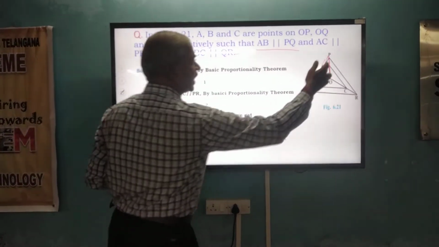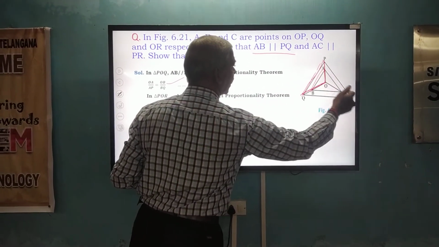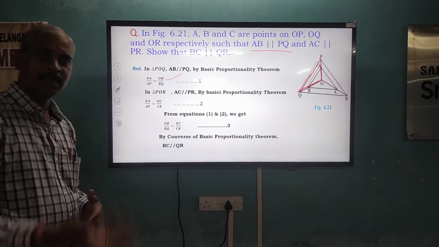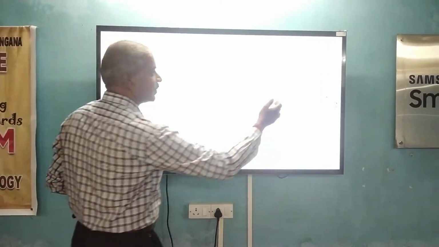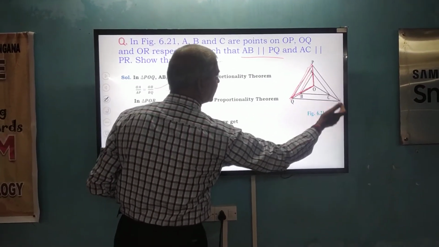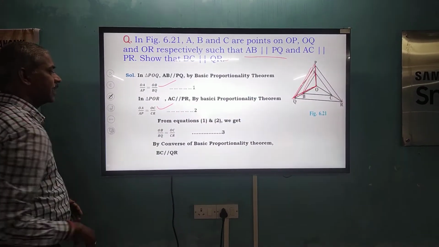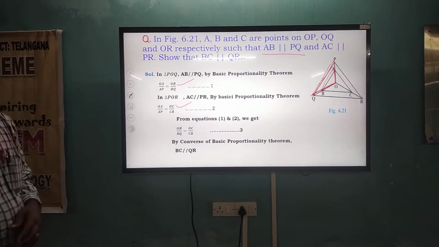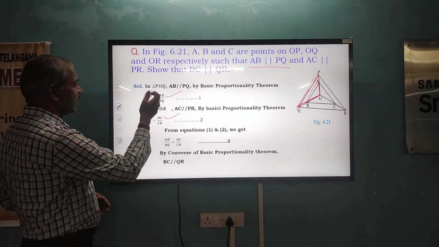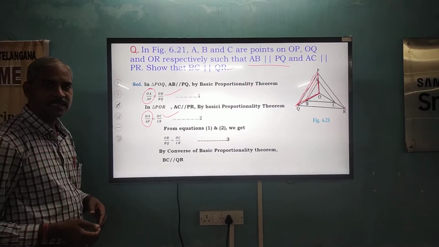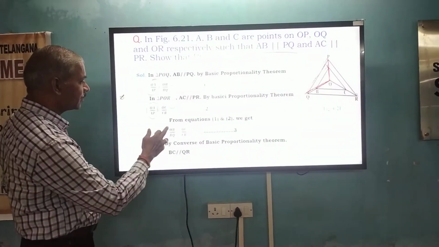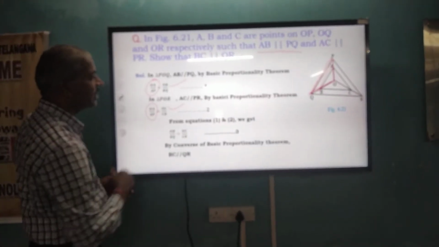Next, in triangle POR, this AC is parallel to PR. Again by the basic proportionality theorem, we can write that OA by AP is equal to OC by CR. Now in these two equations, if you observe the LHS, both LHS are equal, therefore RHS are also equal. That means OB by BQ is equal to OC by CR.